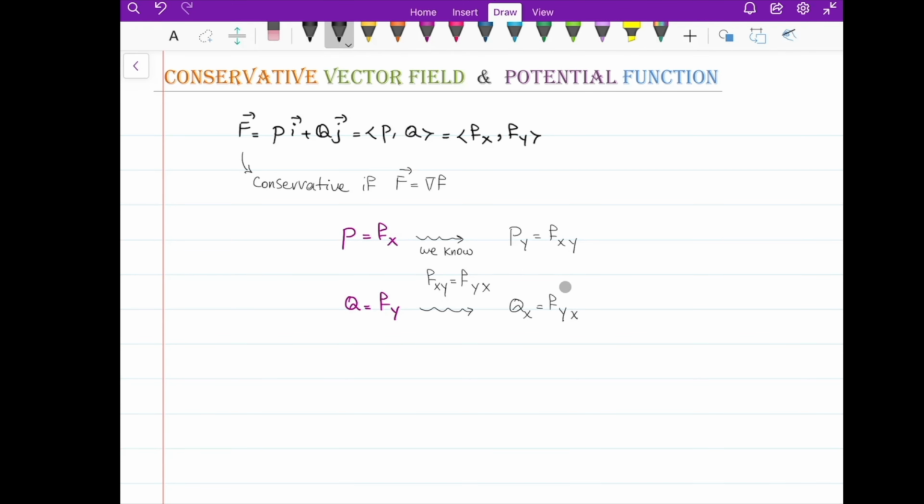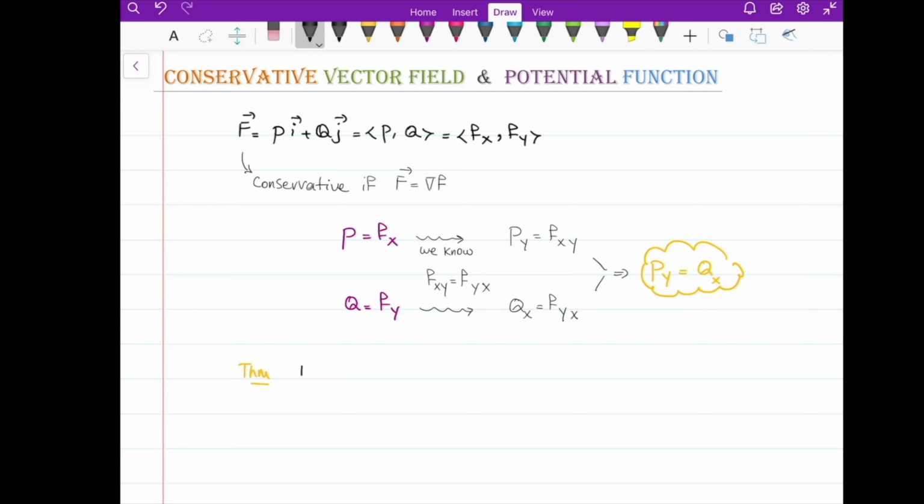Since these two are equal to each other, then I can say that P with respect to y is equal to Q with respect to x. That's the criteria that we need to check. Okay, so it's actually a theorem.